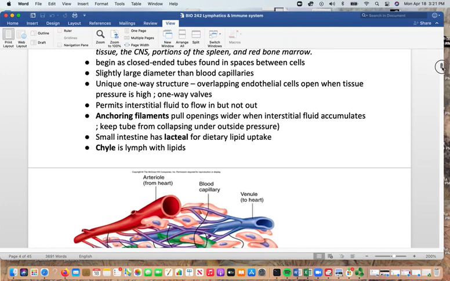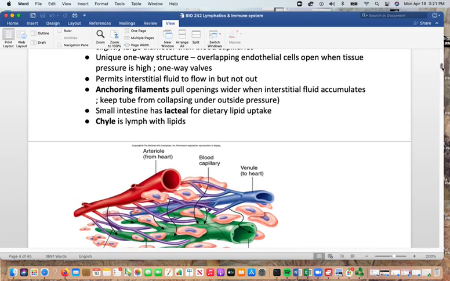And then in the small intestine, your lymphatic vessel is called a lacteal, which will be specific for absorbing dietary lipids. Chyle is lymph mixed with the lipids.